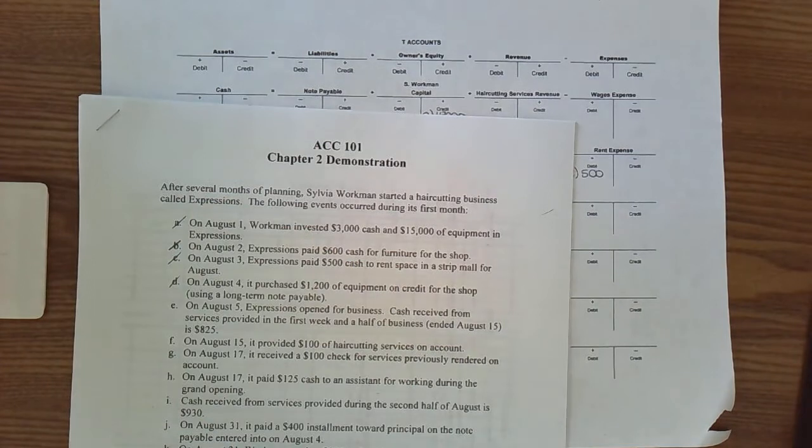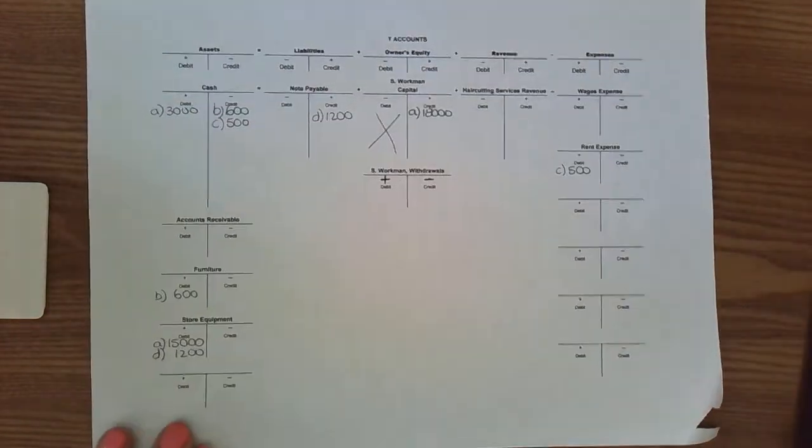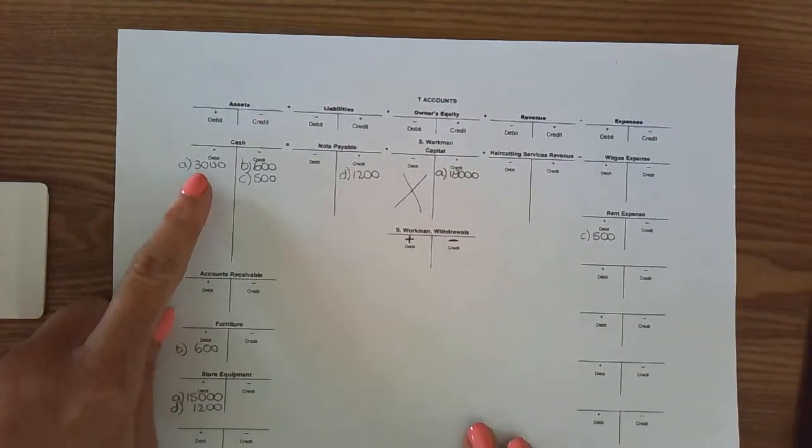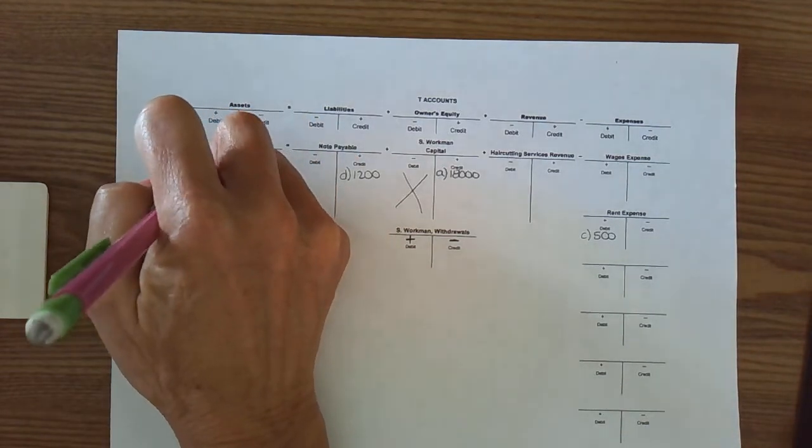Okay, letter E. We're opening up for business. Cash received from the services provided the first week and a half of business is $825. So we receive cash. When we receive cash, we add to cash. So we're going back to our cash. We're going to add. So this is going to be letter E, $825.